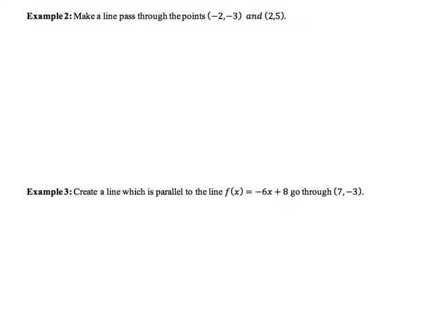So let's make a line that passes through these points now. I think the first thing that's a little different from the last problem is we don't know what the slope is. We need to find the slope between these 2 points. So I'm going to say slope. I'm going to remind myself it's change in y over change in x.